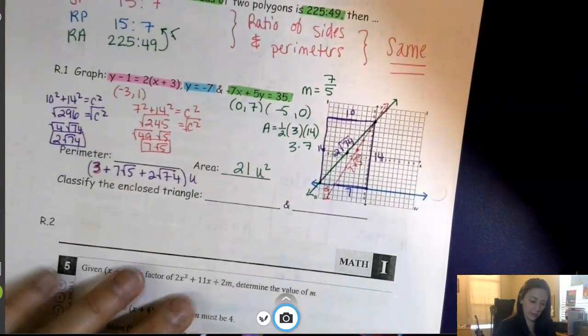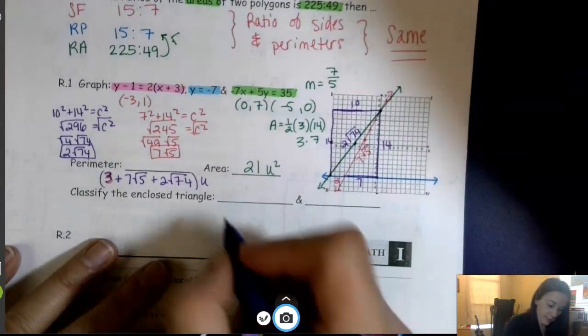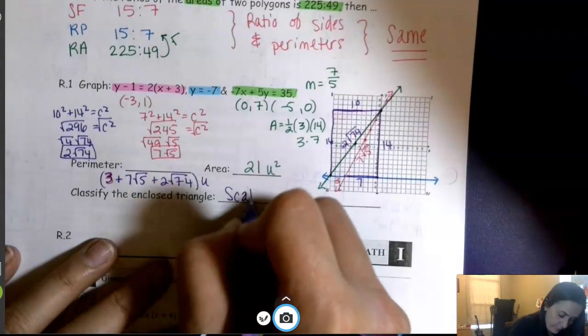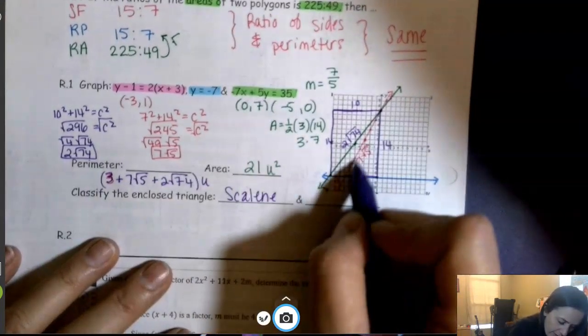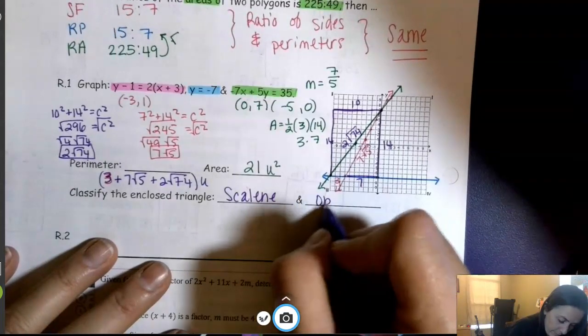So classifying this triangle, none of the sides are the same. This will be scaling. And we have an obtuse angle right there.